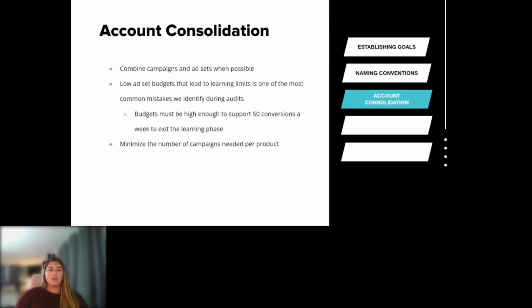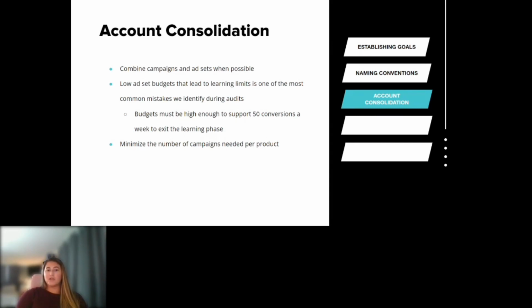So if you have campaigns that are going towards the same product, or if you have ad sets that are duplicated for different audiences, you want to combine those as much as you possibly can. Combine the ads that you have in those audiences and increase the budgets that you have. If you have low budgets that are consistently hitting learning limits, that's going to hurt your performance. Once you get past that 50 conversions a week to exit the learning phase, your performance is going to increase. The algorithm is going to do better by you. You're going to have lower CPMs. So across the board, it's going to help your performance.